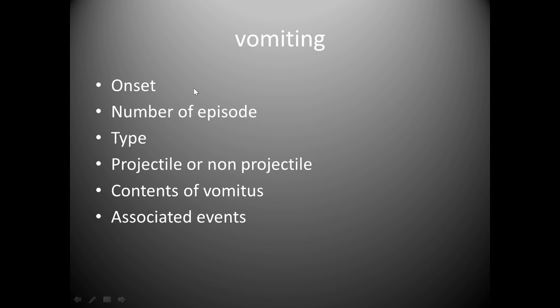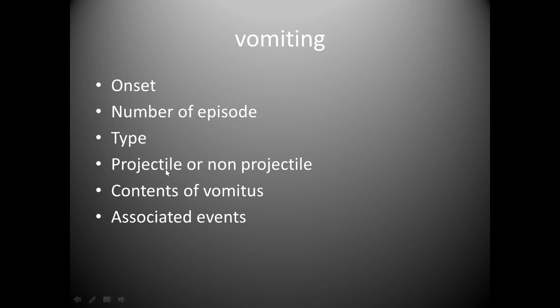Now number of episodes, whether occurring after each feed or not. Now type of vomiting, it can be bilious or non-bilious. If vomiting is bilious, which means bile is coming, then this tells us that the obstruction is distal to the ampulla of Vater. Ampulla of Vater is where the bile duct opens into the intestine. Or if it is non-bilious, then the obstruction is proximal to the ampulla of Vater.